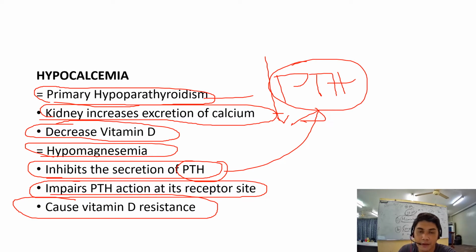Okay, another, it impairs PTH action at its receptor site, meaning it can cause resistance of the cells to PTH, or the receptor to the PTH. So no reaction between the receptor and the PTH, meaning there's no reabsorption of calcium. Another, it causes vitamin D resistance, meaning the receptor of vitamin D is resistant to vitamin D. So it will lead to decreased absorption of calcium in the intestine. So the effect, you have decrease in calcium. Okay.